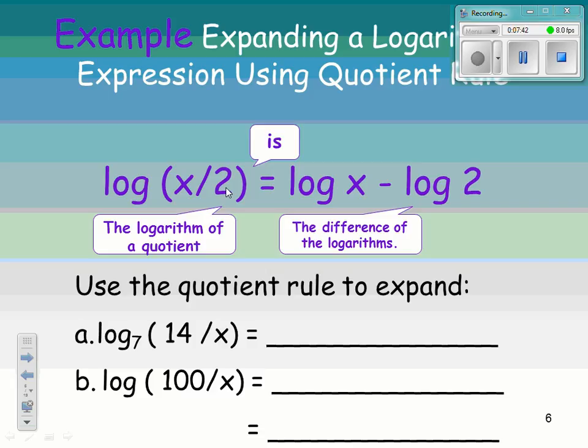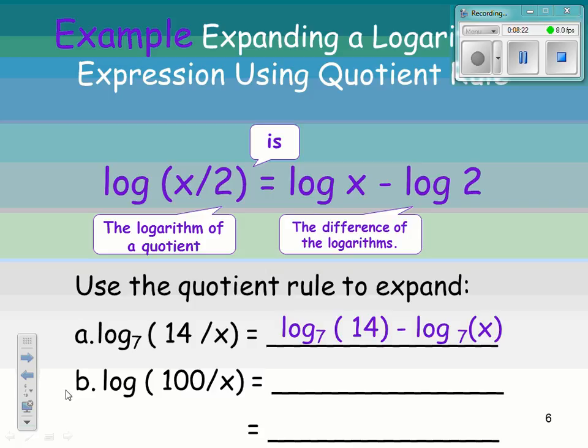All right, so let's go down to example A and take a look at it. I know I've got division, I've got this division sign here. So if I'm going to solve this, I'm going to have to write this as the difference of two logs. The first one I'm going to write is log base 7 of 14, because it's written first, minus log base 7 of x. The 14 came first, x came second.